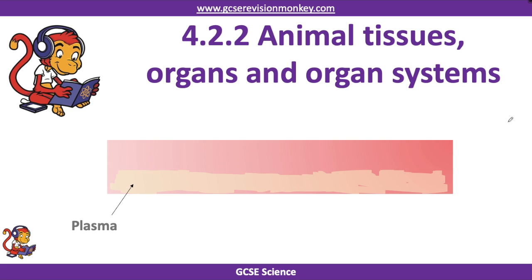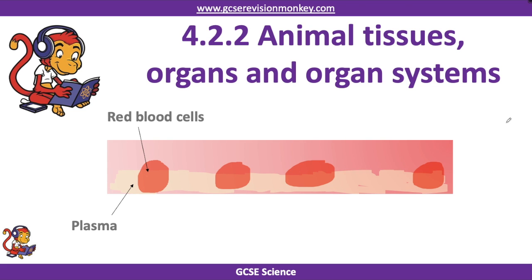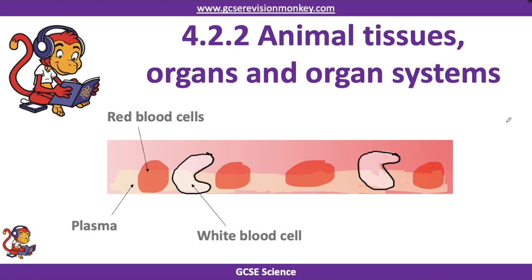And plasma carries a number of different cells, for example, the red blood cells, the white blood cells, and small fragments of cells called platelets. The plasma also carries dissolved substances, things like carbon dioxide that is dissolved in the plasma, perhaps things like glucose, and also hormones that travel in the blood.